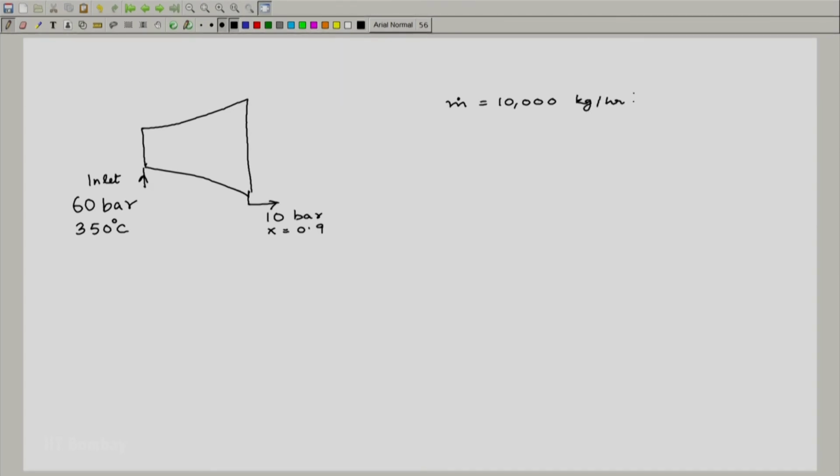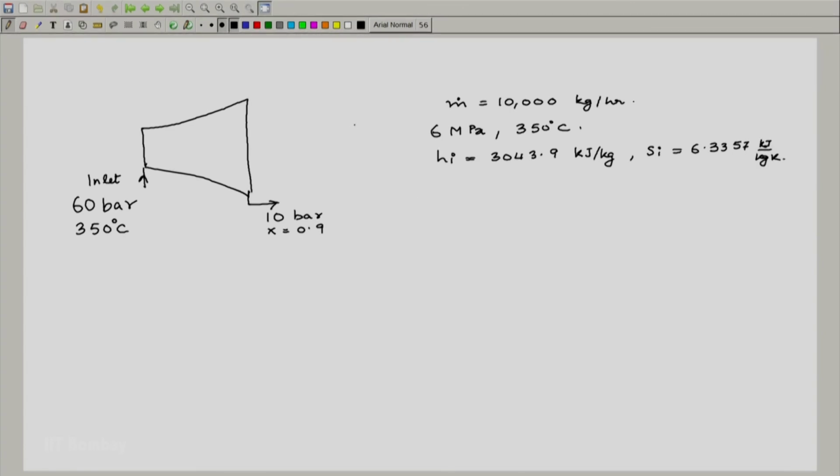kilogram per hour. So, because we know the inlet state 60 bar 350 degrees centigrade, it is in the superheated zone. We look up the superheated tables at 6 megapascal, because that is what is 60 bar 350 degrees centigrade, and we get that HI should be equal to 3043.9 kilojoule per kg, and similarly SI is equal to 6.3357 kilojoule per kg Kelvin.